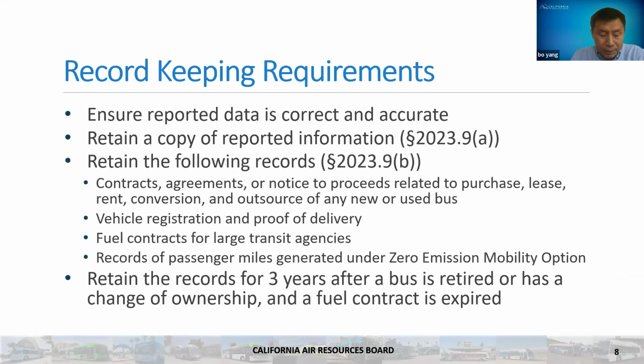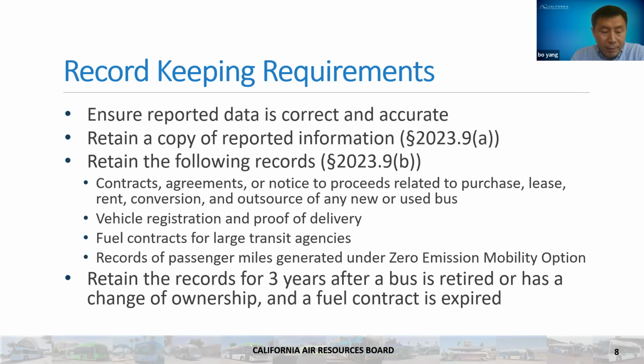Documents related to purchase, lease, rent, conversion, and the outsource of any new or used bus, vehicle registration and the proof of delivery, fuel contracts if you are a large transit agency. If a transit agency is in a zero emission mobility program, records of zero emission passenger miles generated under the program must be retained as well.